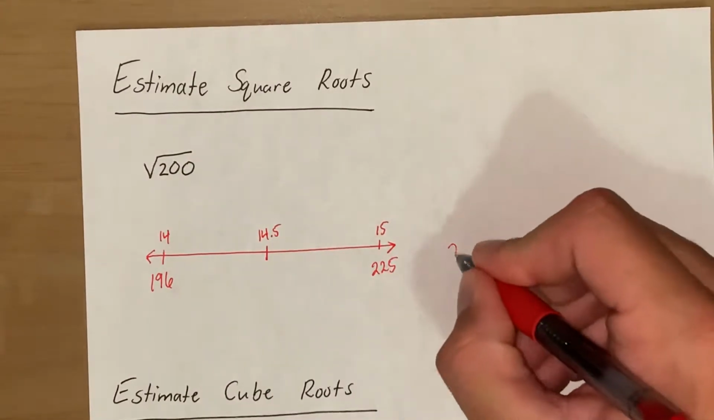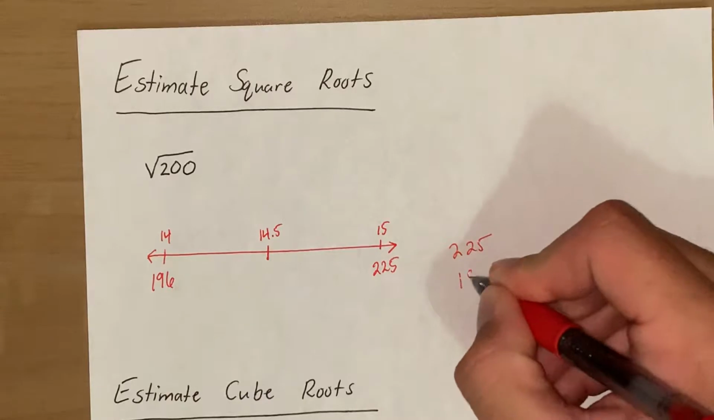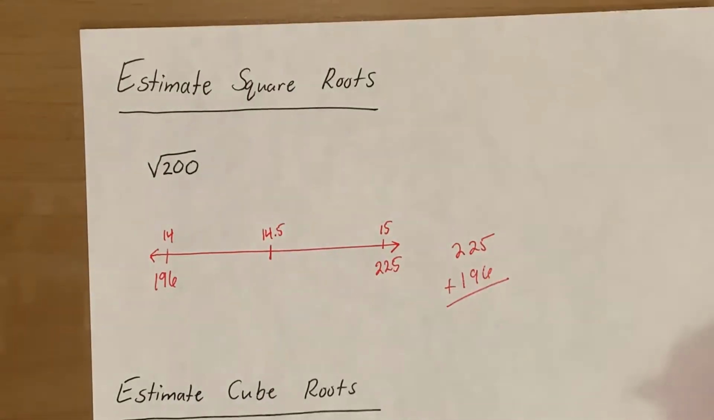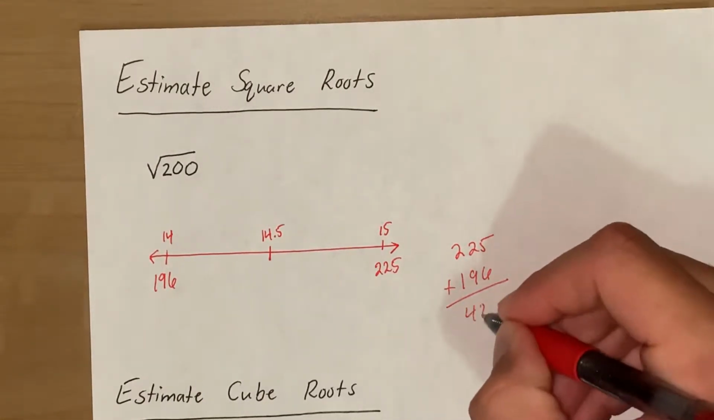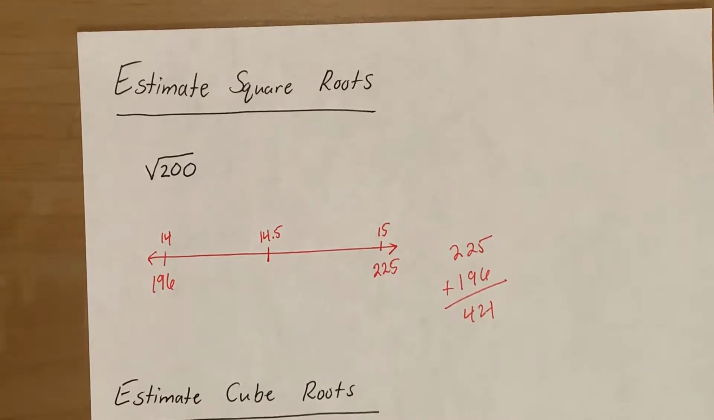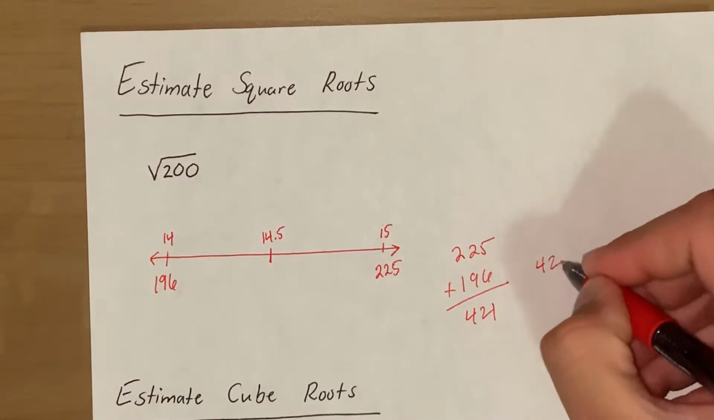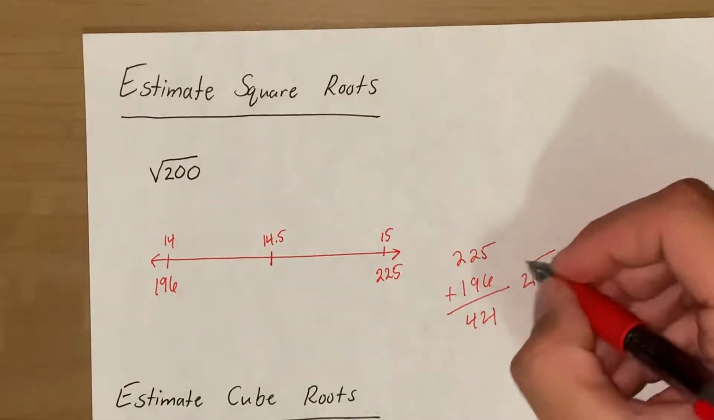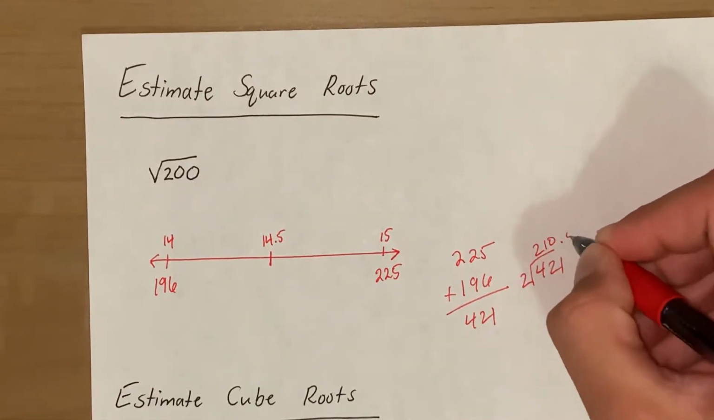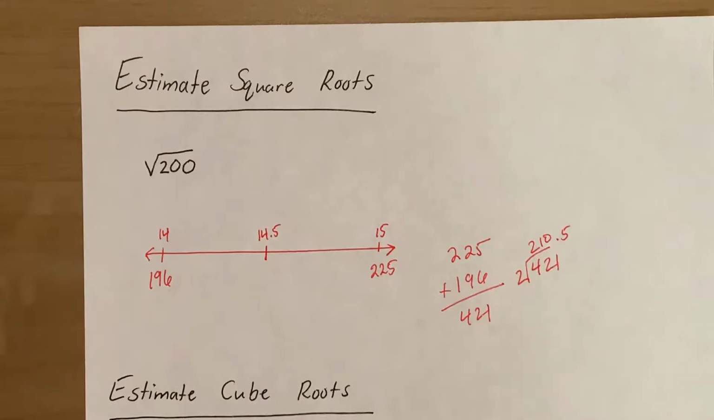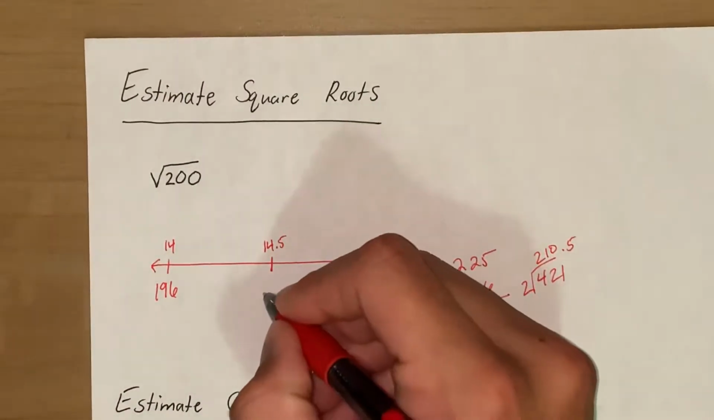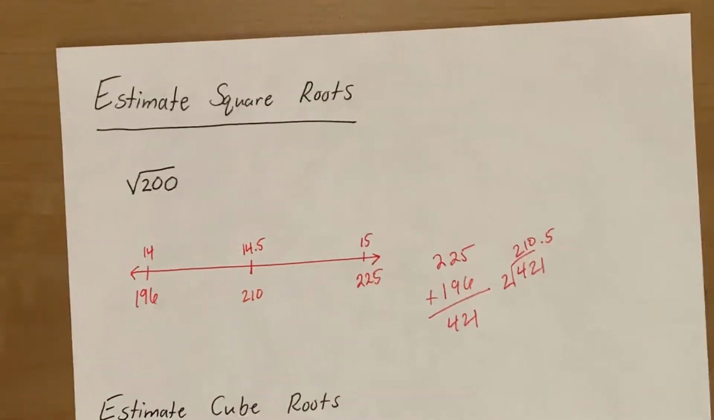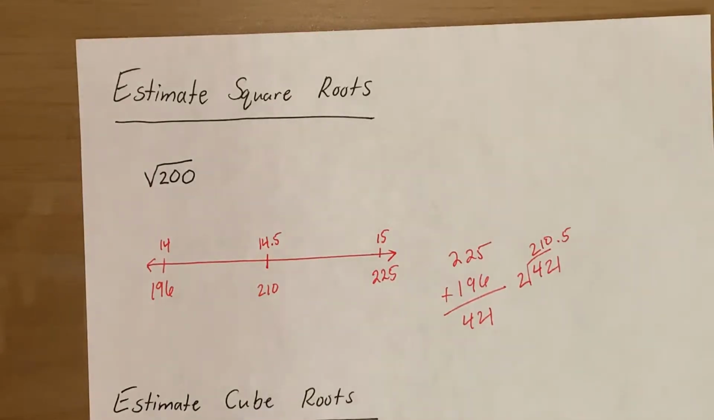So to find this number, I'm going to do the same thing. So I'm going to add 225 and 196. Okay, so I add that, and I get 421. So now what I do is I take 421, and I divide it by 2. And I'm going to get 210.5. Now, since we're estimating, we can just leave off that 0.5, and let's just say this is 210 approximately.